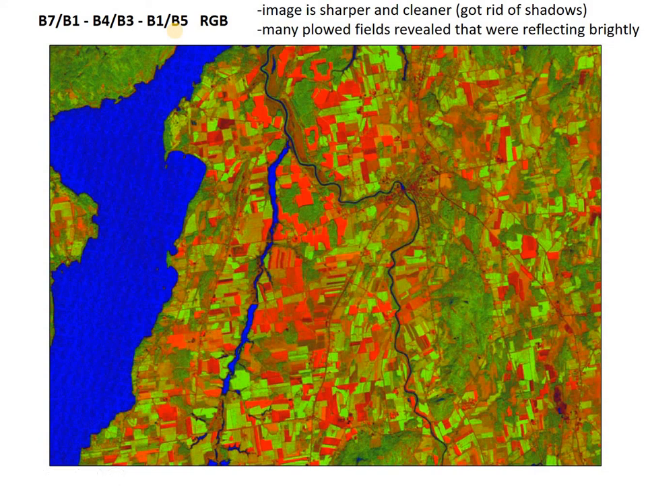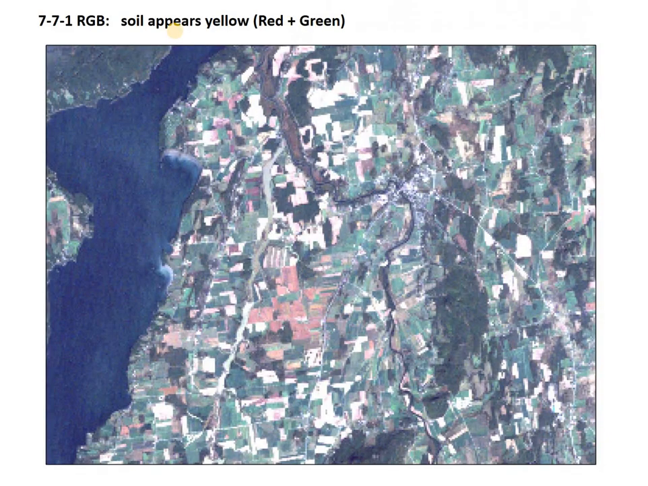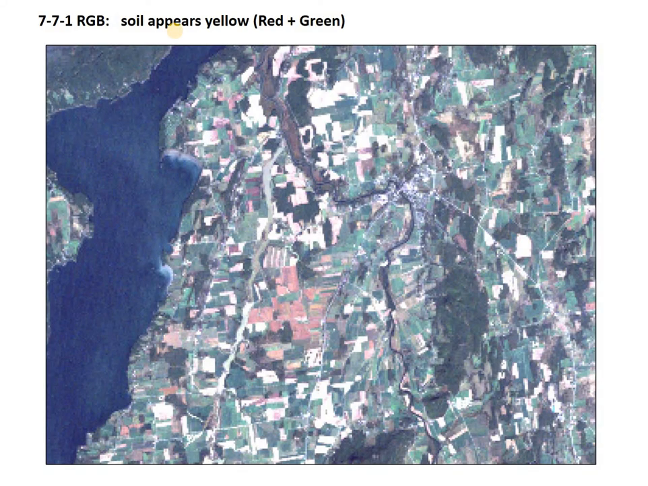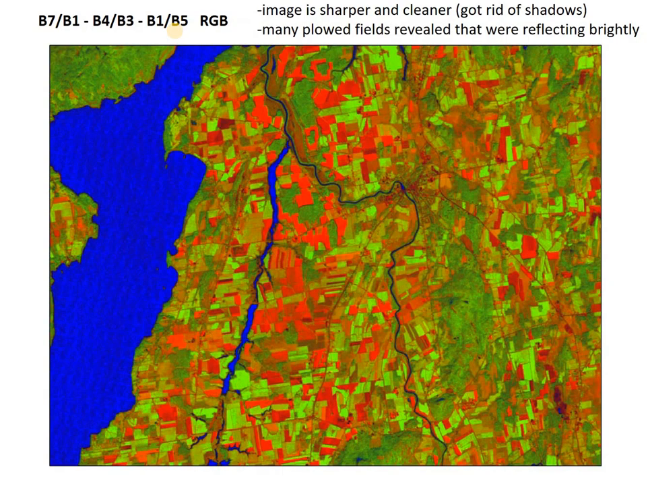What a beautiful image. Absolutely stunning. Notice how much sharper and cleaner it is. That's because we got rid of the shadows. And also notice that our mystery fields are now revealed. I'm going to toggle back and forth a bit. In particular, if you look up near the top of the image, a lot of fields that had been white in the 771 combination are now red.